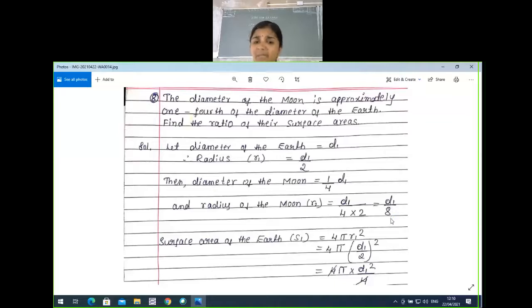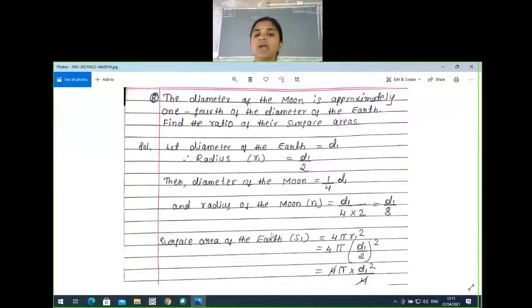Actually, radius is diameter divided by 2. Here we got the diameter of the moon as d1 divided by 4. So the radius of the moon is d1 divided by 4, divided by 2. If we take the reciprocal concept there, d1 divided by 4 into 2, that is equal to d1 divided by 8. How did we get the radius of the moon? Got the idea, no? d1 divided by 8.